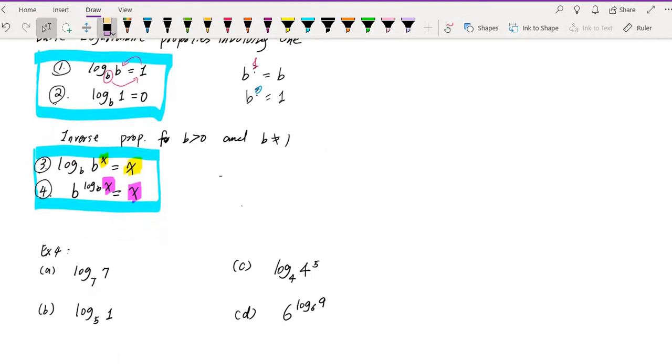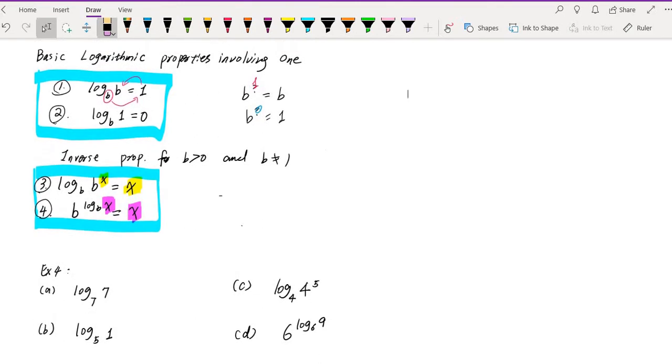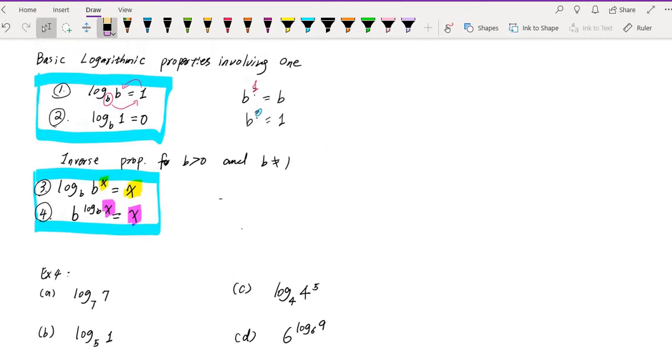We're going to say the log base b of b to the x power is just going to give you x. And then for number 4, b to the log base b of x is just going to give you x. Okay, let's go ahead and look at how we apply those properties.